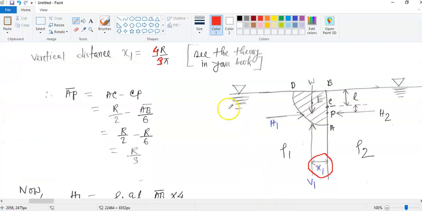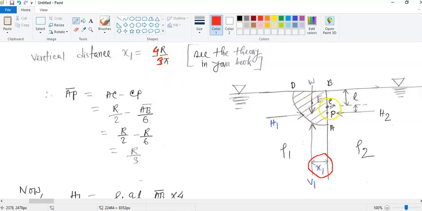So I believe it is not possible to track that one. Because you're solving this, I believe you have all the course notes, everything there, so you will get it from there. I can assume that you know this vertical distance x1, from the formula, it is 4r over 3 pi. So this is the vertical distance.